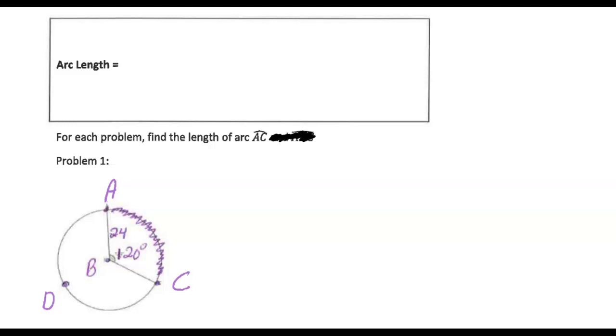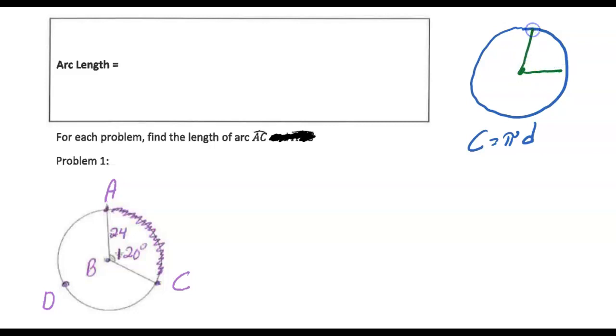Hello geometry students. Today's learning target is to talk about the arc length. So we just learned that the circumference is pi times the diameter. That's the distance around the circle. Arc length is defined to be a portion of the circle.